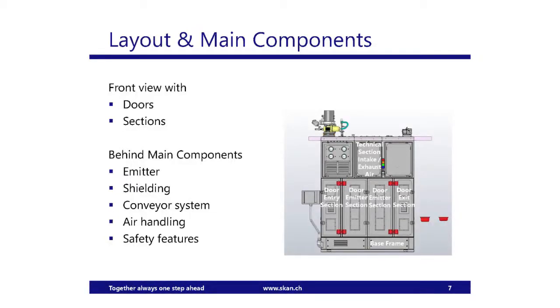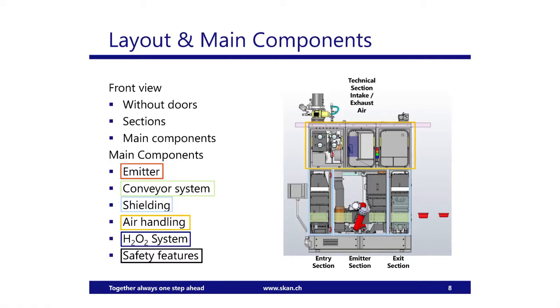When we cut open an e-beam as an example, we see in red the emitters, right here in the middle, doing the decontamination work. We have a conveyor system consisting of 4 independent conveyors. We have shielding. Electrons cause X-rays, and we need to protect the people from X-rays. That's why we have shielding. Here are 3 boxes shielded with lead, 6 millimeters of lead, and a couple of doors in front as well. We have an air handling system like in an isolator, an H2O2 system, and safety features, of course.